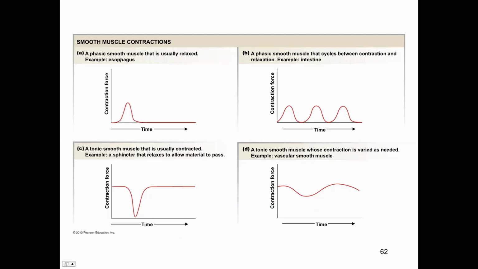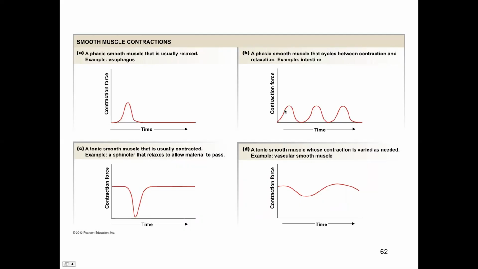So you can have, say, different contractile force patterns. You can have a phasic smooth muscle, which is usually relaxed, like the esophagus, and it will contract when you swallow something. Right, so you have this contraction force, and it will move down the esophagus. Then you can have a phasic that moves in cycles, which would be like the intestine, right? So you have peristalsis.